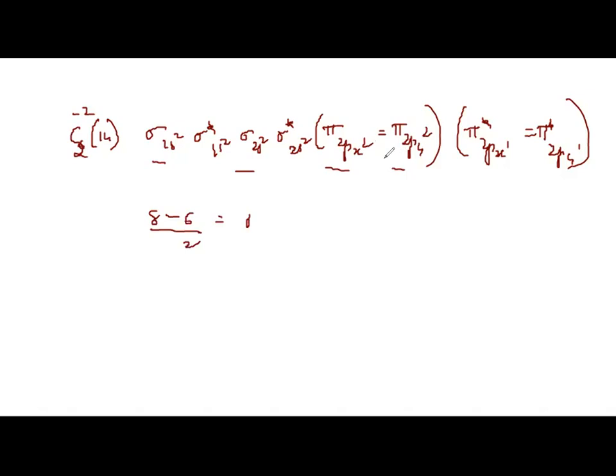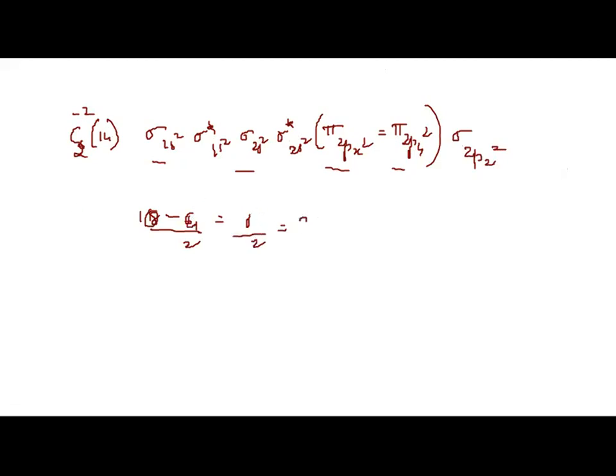2, 4, 6, 8. I'm very sorry here. Pi star doesn't come here. What comes here? Sigma 2pz. I forgot this. So electrons will be filled in sigma 2pz. 2, 4, 6, 8, 10 bonding electrons. And 2, 4 antibonding. So 10 minus 4 is 6, 6 by 2 is 3.